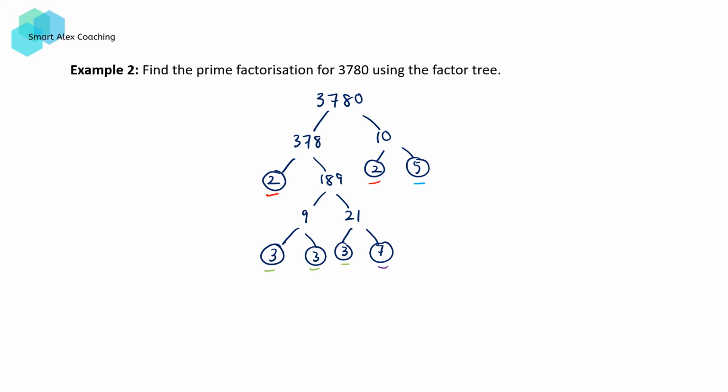So to summarize, 3,780 is equal to 2 times 2 times 3 times 3 times 3 times 5 times 7, which is equal to 2 squared times 3 cubed times 5 times 7. And this is the prime factorization for 3,780.